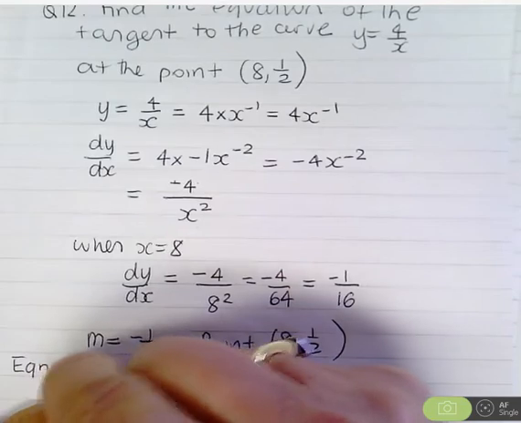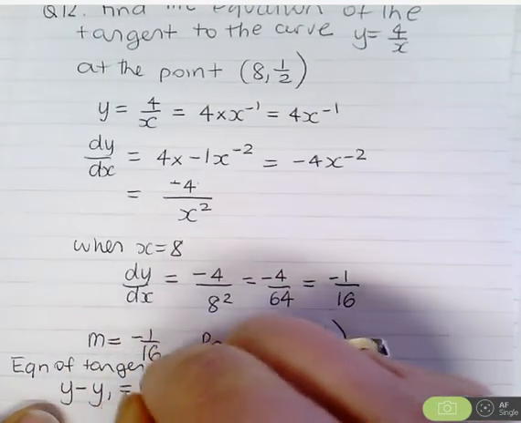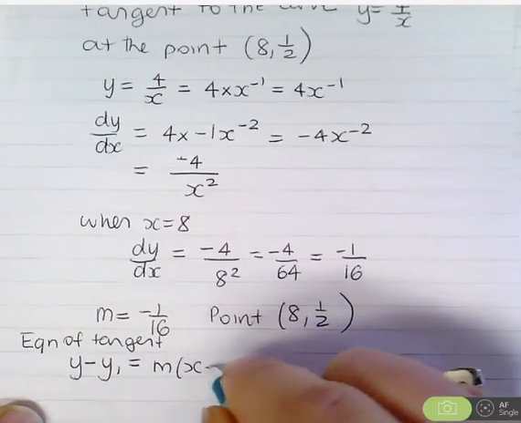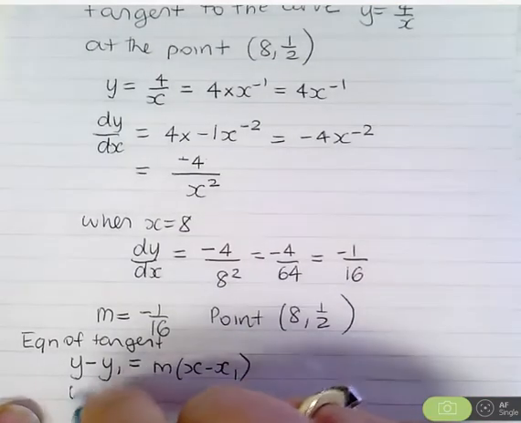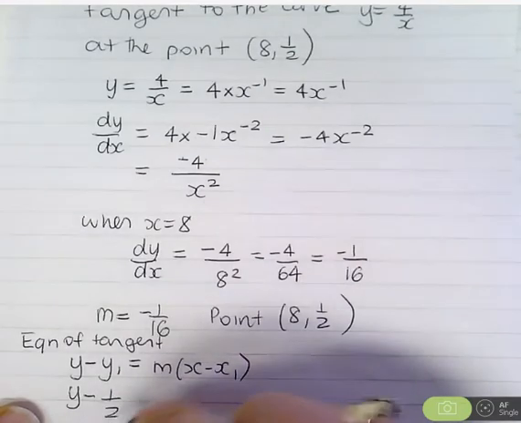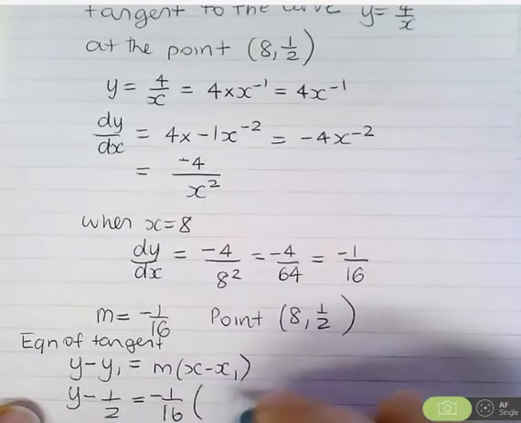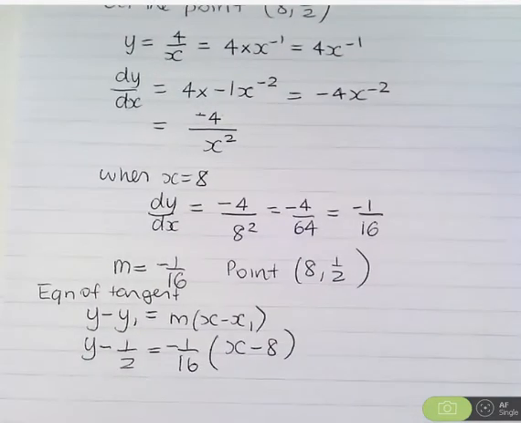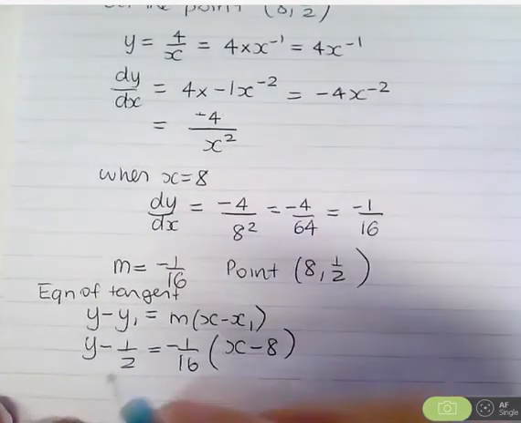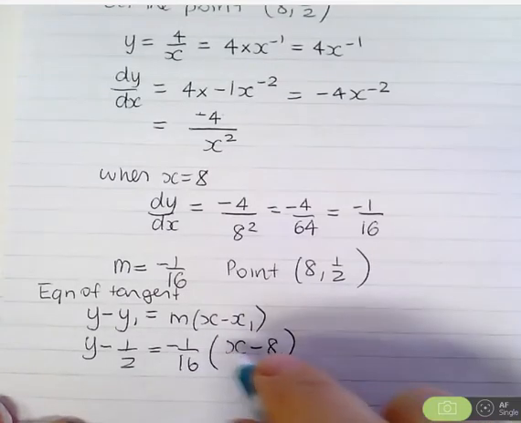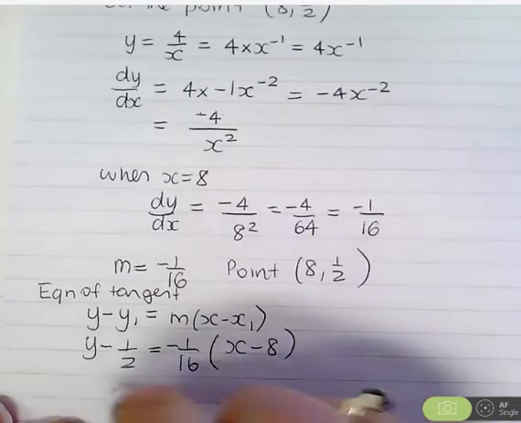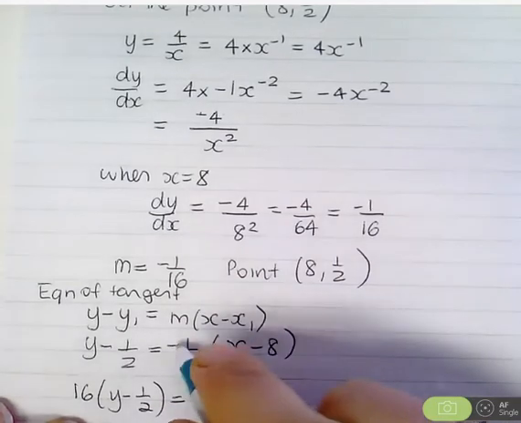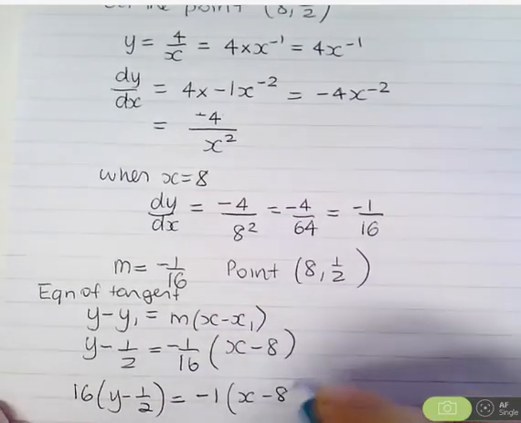So the equation of the tangent, I'll use the point-gradient formula: y minus y1 equals m times x minus x1. So we get y minus a half equals m, which is negative 1 on 16, times x minus 8. Now, you'll be wanting to multiply. Remember, this is really negative 1 bracket x minus 8 all over 16. So we'll multiply the other side here by 16, and we're left with negative 1 times x minus 8.